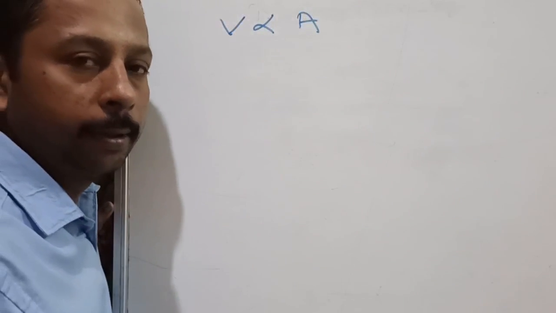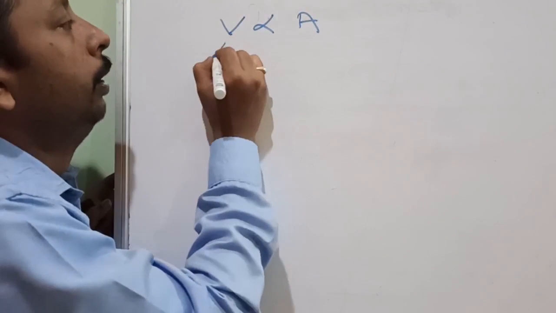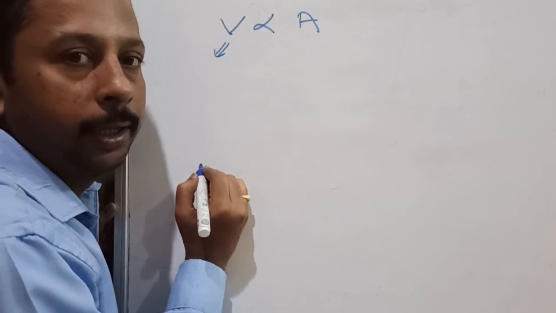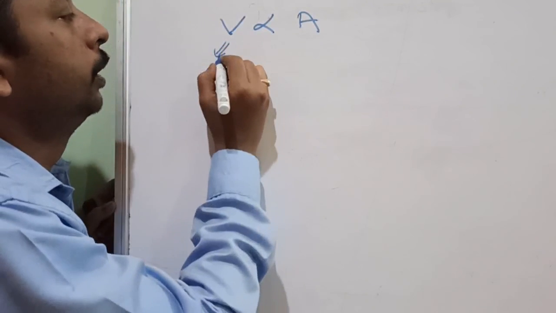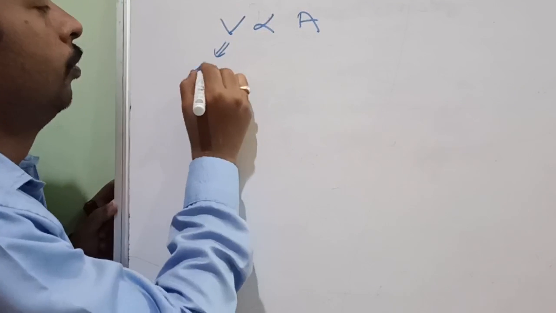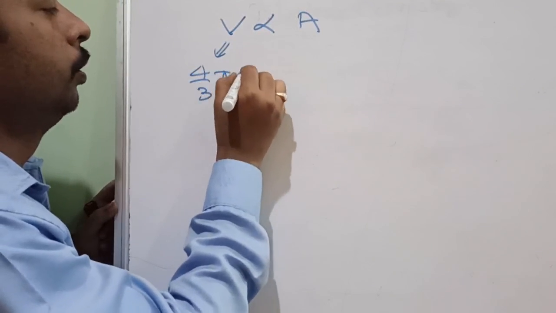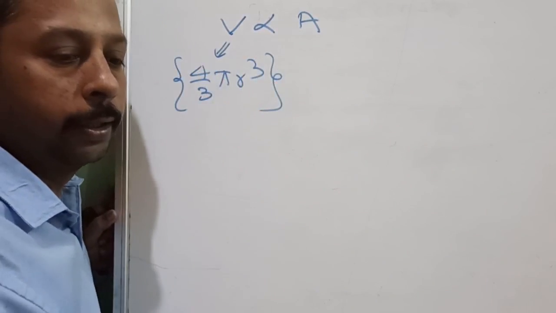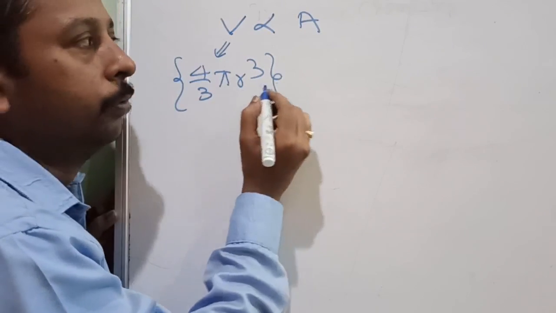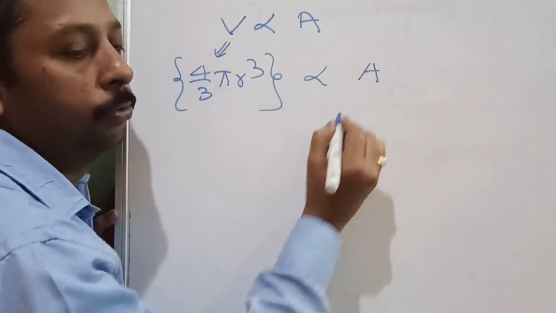What is A here? Mass number. Now volume, what is the shape of the nucleus? Sphere. Okay, so the volume of the nucleus can be written as 4 by 3 pi r cube. What is R here? Radius of nucleus, directly proportional to A.